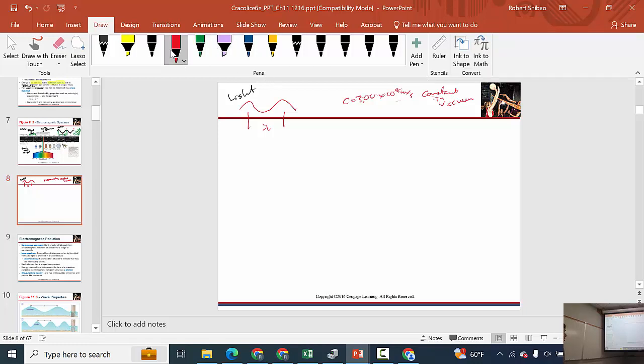And then we want to know the frequency. The frequency is nu. And this is in cycles per second, which is called a hertz. Hertz is abbreviated HZ for hertz.